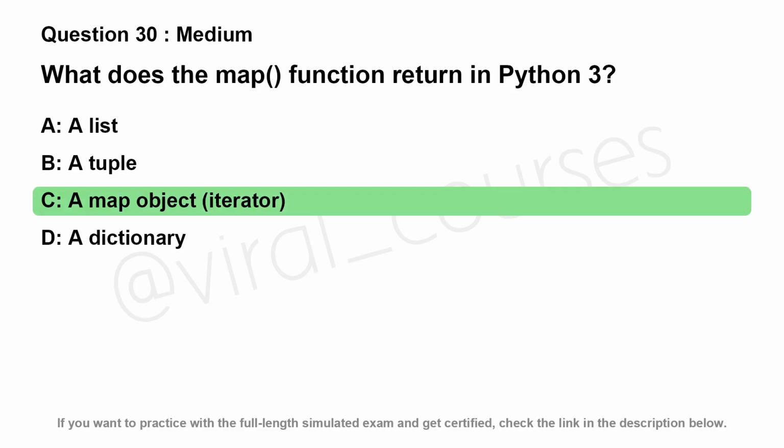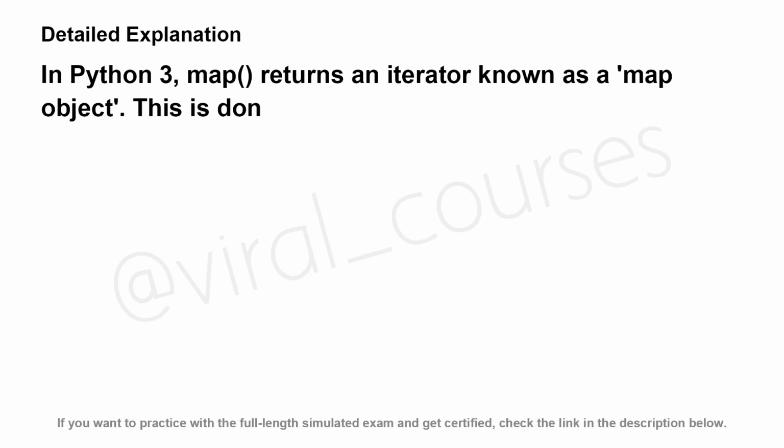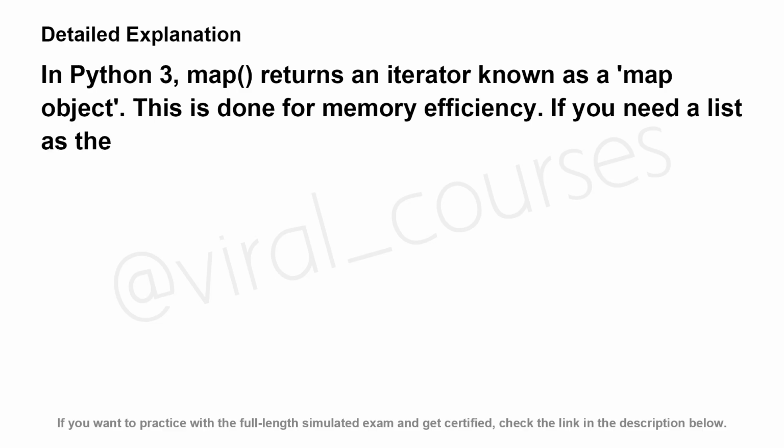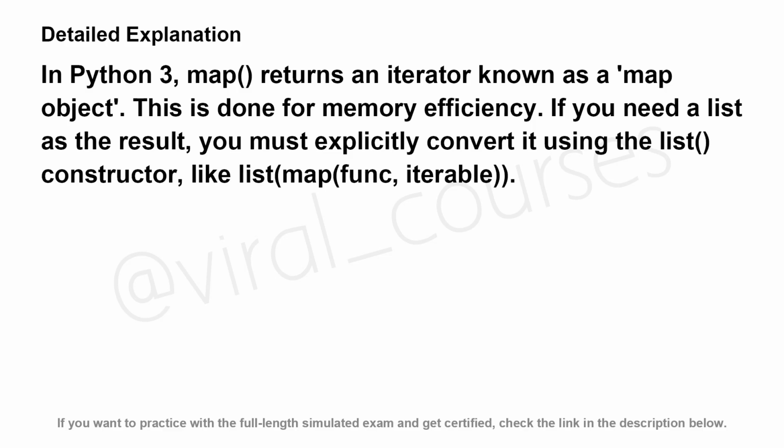The correct answer is C. In Python 3, map returns an iterator known as a map object. This is done for memory efficiency. If you need a list as the result, you must explicitly convert it using the list constructor, like list(map(func, iterable)).